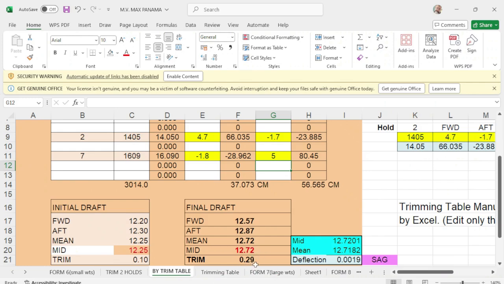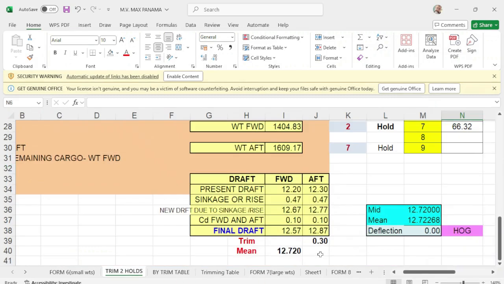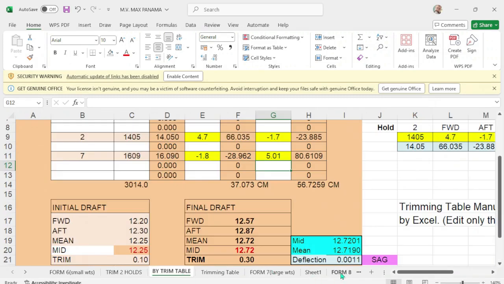So you need 1 centimeter. So I would just put this 5.01. Then you have now forward is 12.57 and drop up is 12.87, which is the same now with this one, and your trim is 0.30. Okay, and your deflection is 0.00.